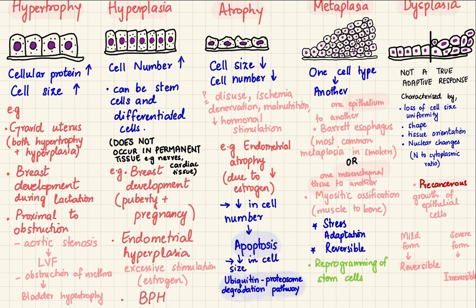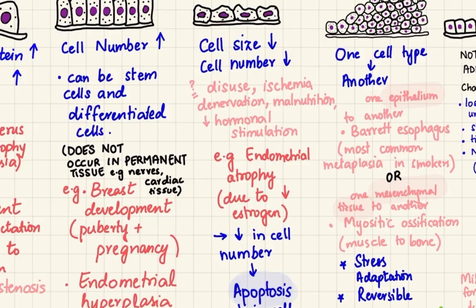The mechanism via which atrophy occurs is apoptosis and the ubiquitin proteasome degradation pathway. Okay, so apoptosis will result in decreased cell number, and this will result in decreased cell size. The mechanism of the ubiquitin proteasome degradation pathway is such that the intermediate filaments of the cytoskeleton are tagged with ubiquitin. Okay, and then these tagged filaments are degraded by proteasomes.